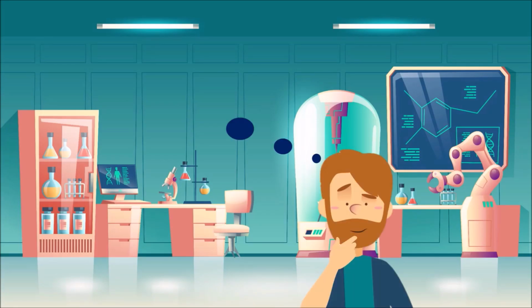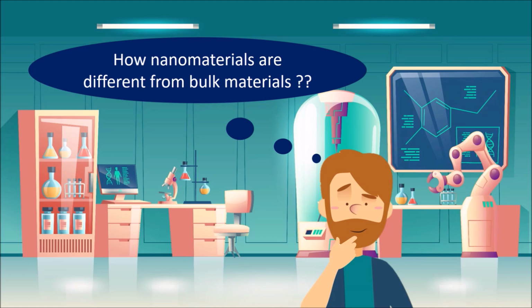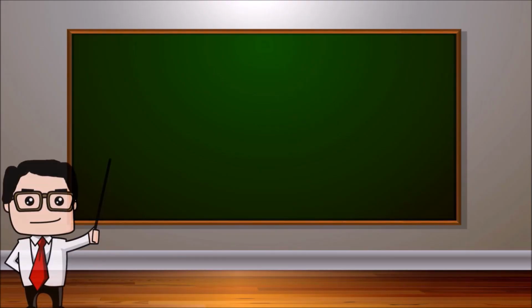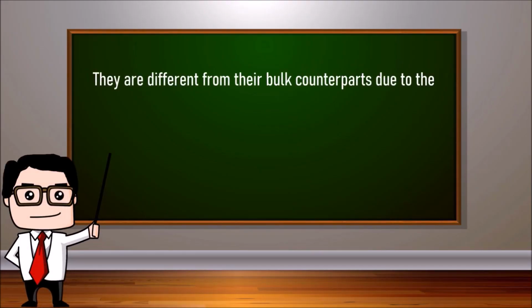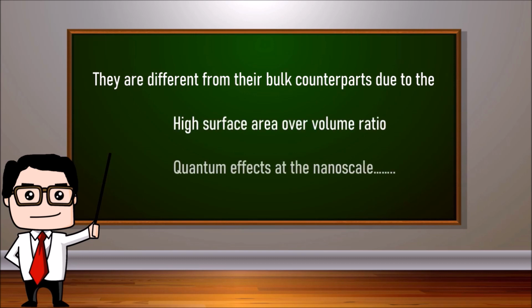Oh, if so, how are nanomaterials different from their bulk materials? They are different from their bulk counterparts due to the high surface area to volume ratio. Then they have certain quantum effects at the nanoscale.